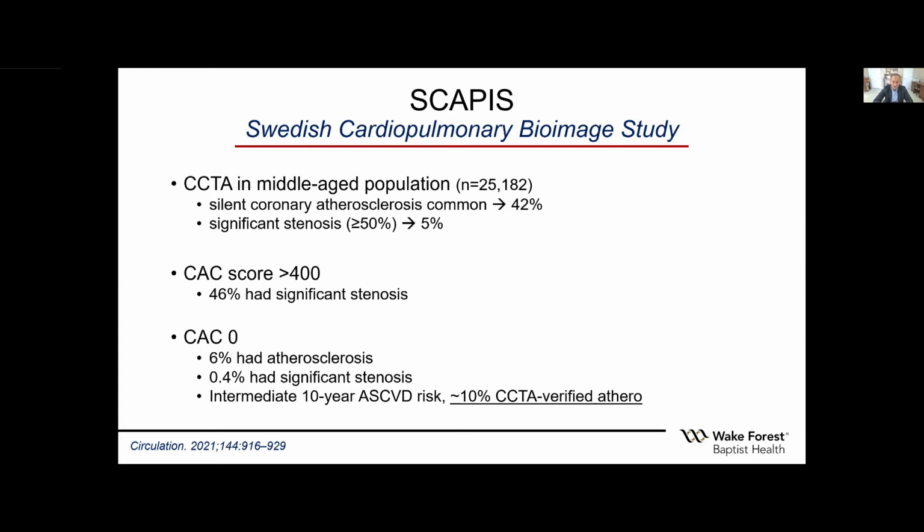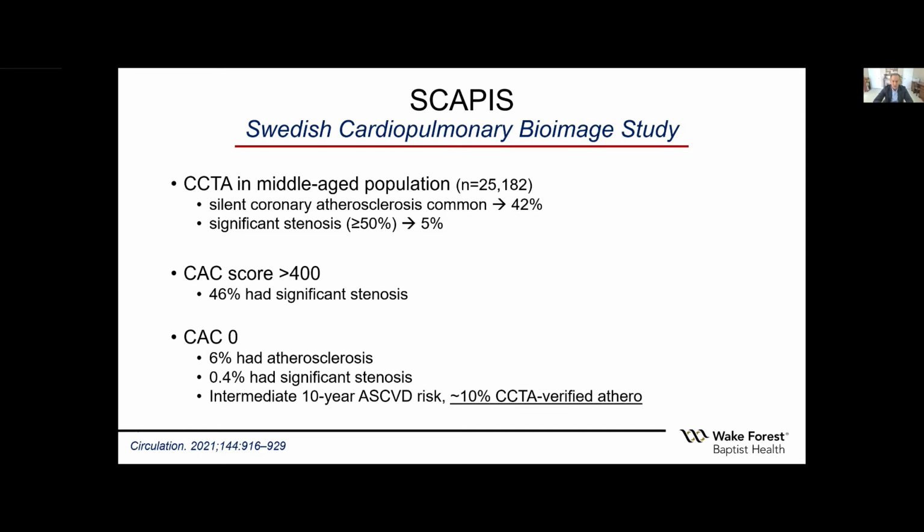Unfortunately, it's not uncommon to find significant stenosis even in this quote-unquote healthy population. 5% had a significant stenosis. And then when stratified by calcium score, there were some other interesting results: for individuals with a calcium score greater than 400, about half actually had a significant stenosis.